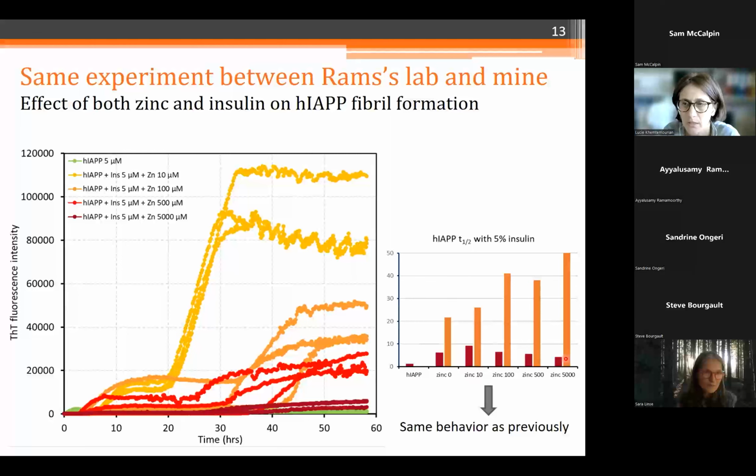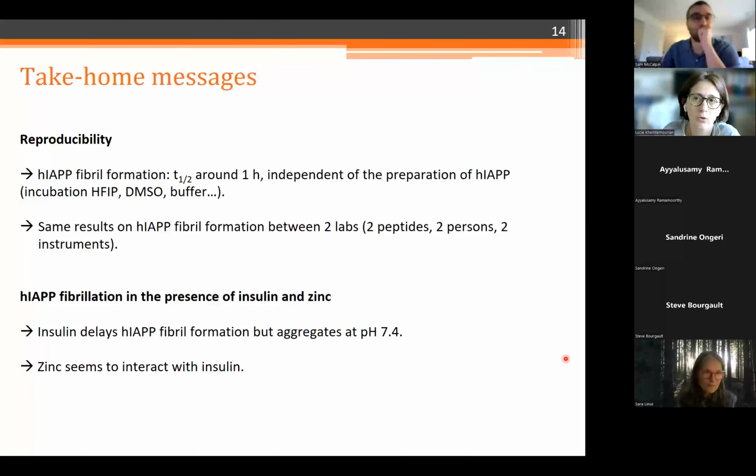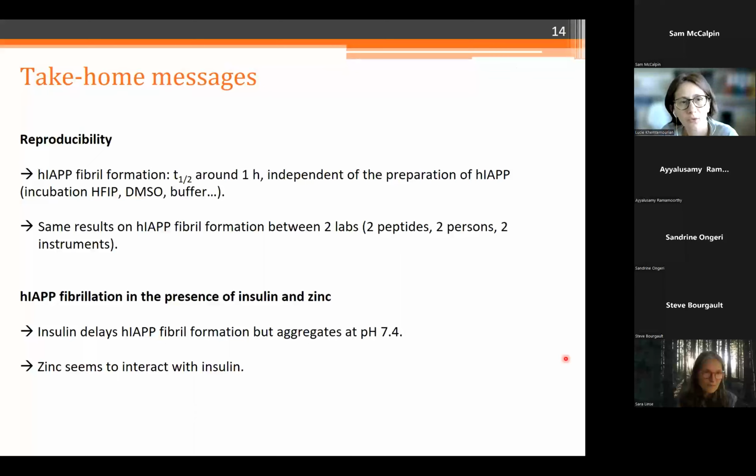So Sam is going to present the work he has done in Michigan to see how reproducible the results are. But the take-home message for today is that since a year, IAPP fibril formation is faster than before, at around 1 hour. It's independent of the preparation of IAPP, and now Sam will present the work he has done to show you that we have the same results between 2 labs. So Sam, it's your turn.